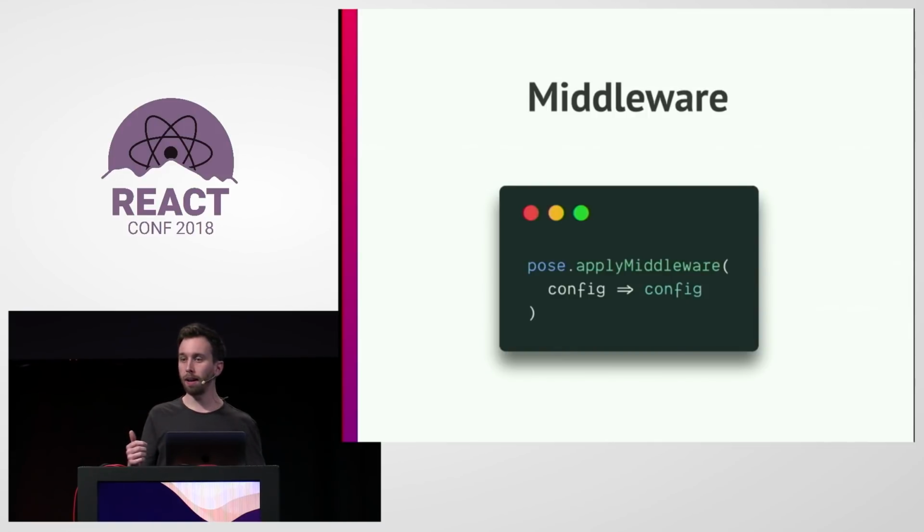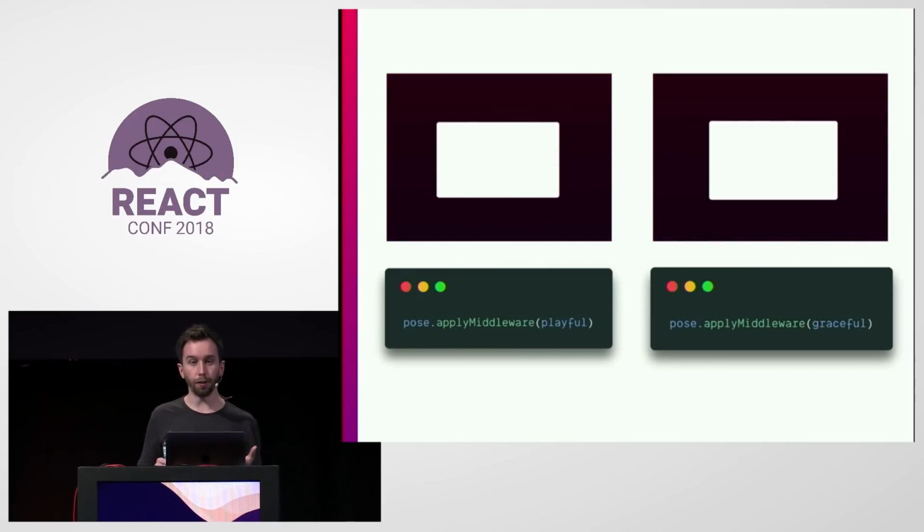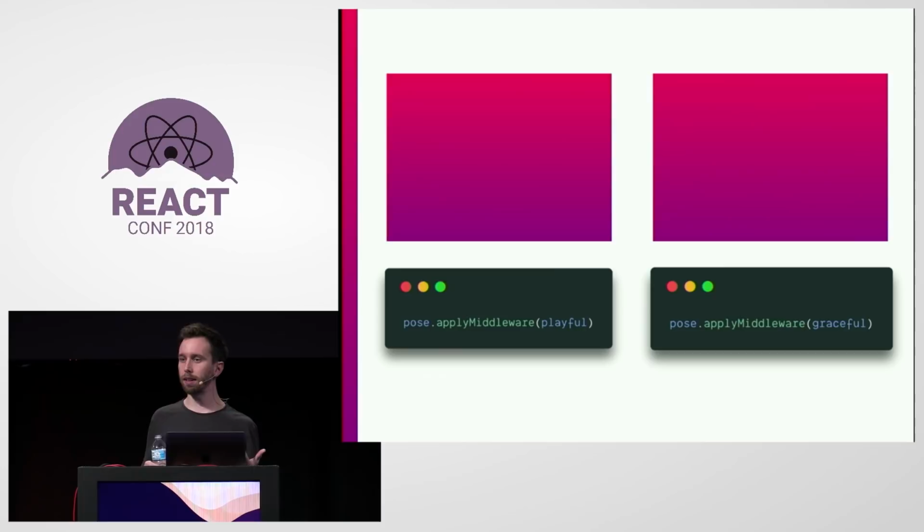This is middleware. It's stolen from Redux. It's the idea that you could globally apply a function, a transform function like this, that could take the configuration that's passed to any Pose component and return a new one. So one way that I think this could be pretty powerful is if you could give it a function that had a characteristic to it.